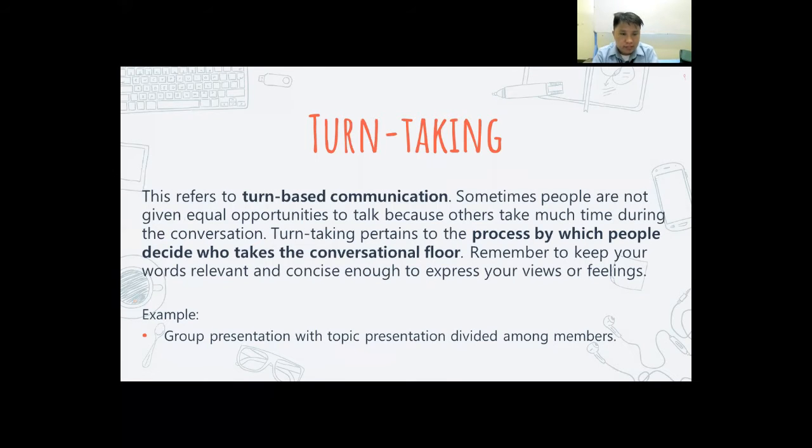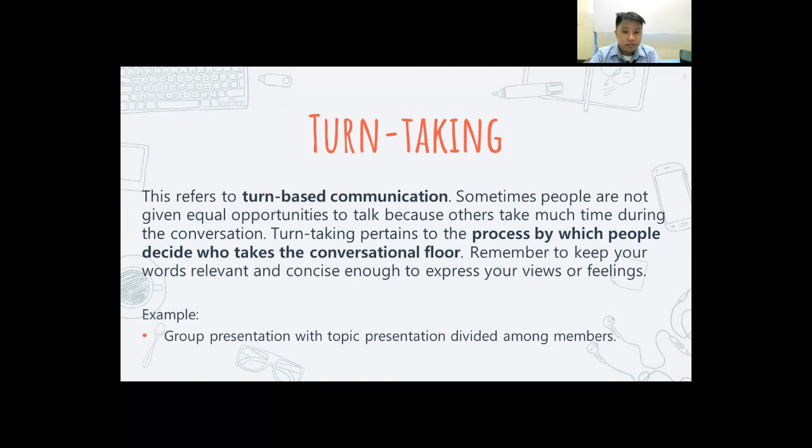Okay, so the next one is turn taking, or turn talking. This refers to turn-based communication. Sometimes people are not given equal opportunities to talk because others take much time during the conversation. That is true. They have lots of flowery words, where their point is just small compared to how lengthy their lines are.